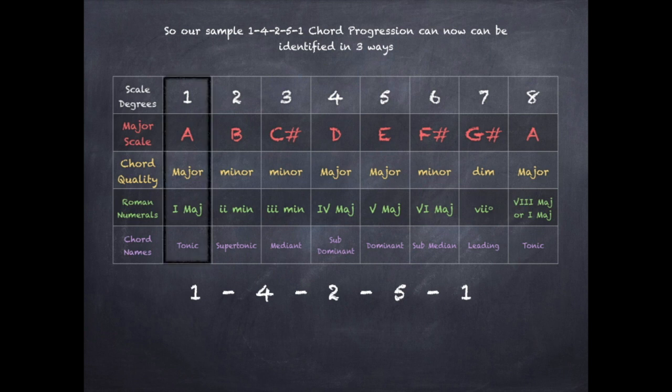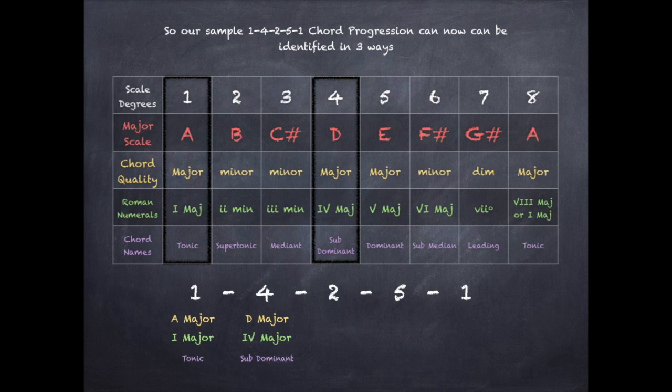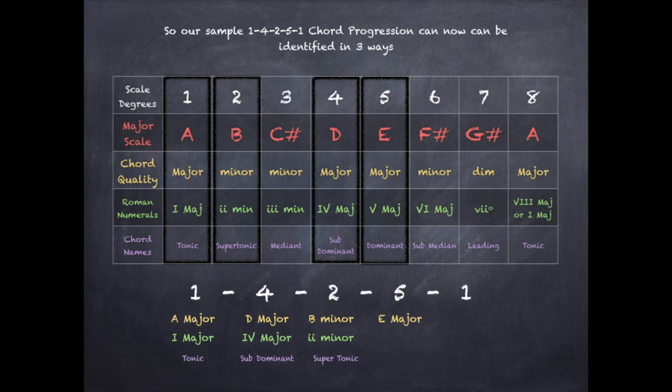So the first chord is A major, it can be a capital I major, or it can be called the tonic. The 4 chord is a D major chord, can be identified as a capital IV major, or is called the subdominant. The second can be identified as a B minor, as a lowercase ii minor, or can be called the supertonic. The 5 can be identified as E major, a capital V major, or can be called the dominant. And then we go back to the A major, capital I major, or the tonic. And this is what it sounds like.